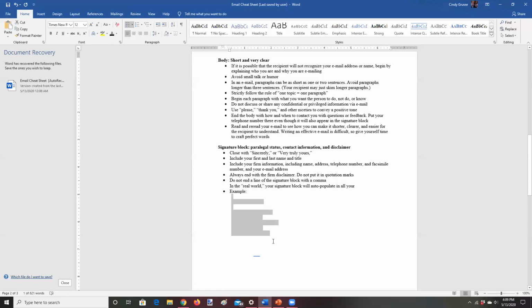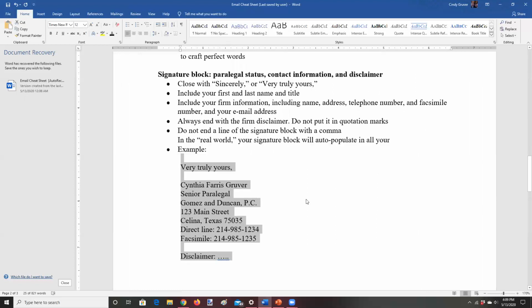And here's an example of what yours is going to look like, or what one might look like. I left a space here. You don't have to, but people kind of expect to see that. And then I have senior paralegal on the next line. I have the name of the firm, its physical street address, and of course its city and state. Here's my direct line. You could also just have the firm number here, and then also the facsimile number.